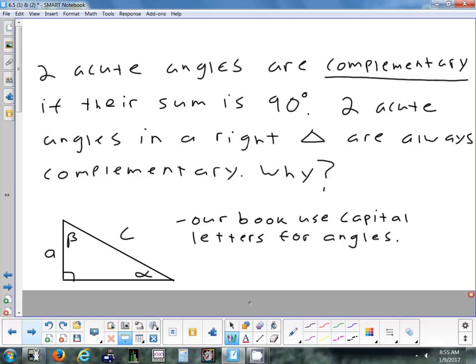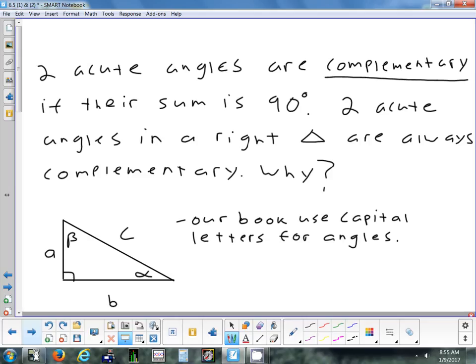Now, the other thing I'm going to do is label things a little differently than the book. I'm going to use the sides the same way the book does, lowercase a, b, and c. But for the angles, I'm going to use Greek letters. The angle across from A, I'm going to call alpha. The angle across from B, beta. What the book does is they use capital English letters for the angles and lowercase English letters for the sides.